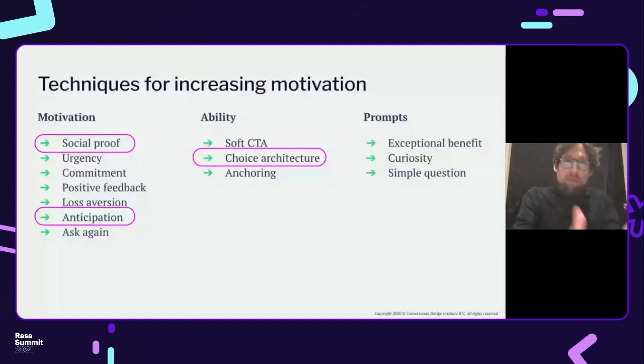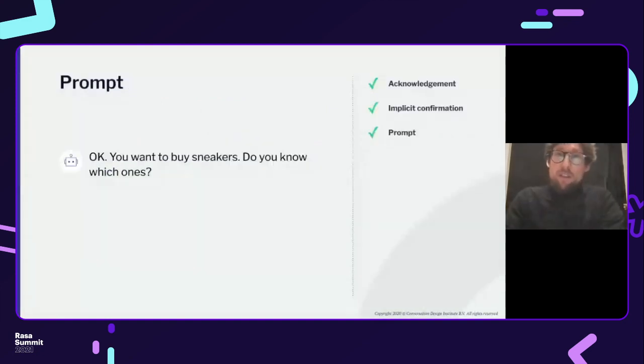So these are some of the copywriting techniques that you can apply when you design these conversations. So in motivation, we're going to use social proof, anticipatory enthusiasm. In ability, we can use some choice architecture and see if we can then improve this one message that we just wrote. Okay, you want to buy sneakers. Do you know which ones?